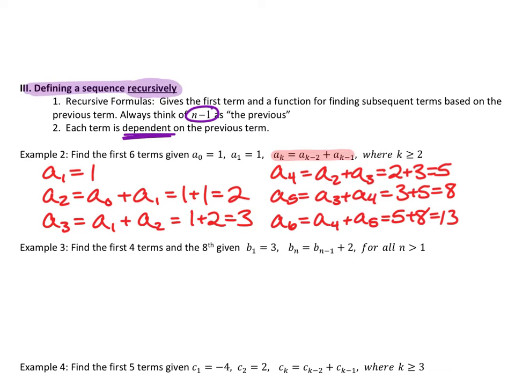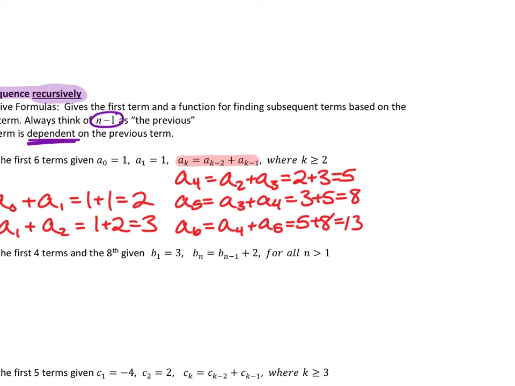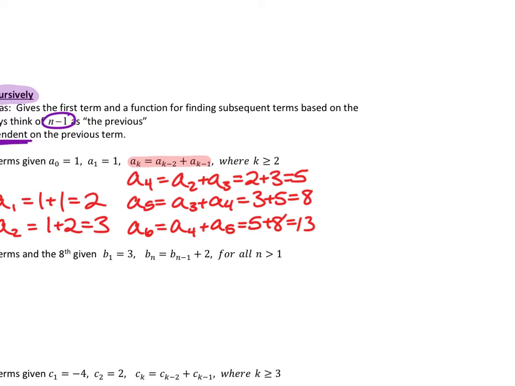Again, the recursive formula just depends on the things that come before it. So k minus 1 or n minus 1 is the previous, k minus 2 or n minus 2 is 2 previous. But we're going to write this final answer as a sequence of numbers, which starts with, not 3, I almost wrote down a 3, 1, 1, 2, 3, 5, 8, and 13. Those are the first 6 terms of this sequence.